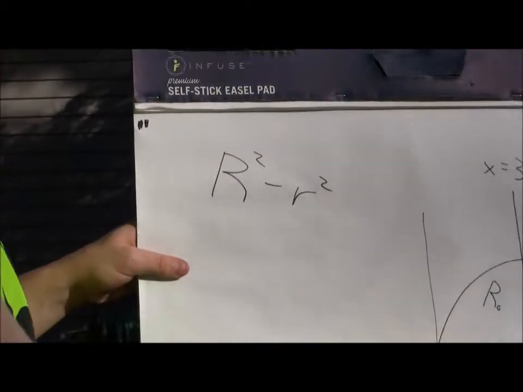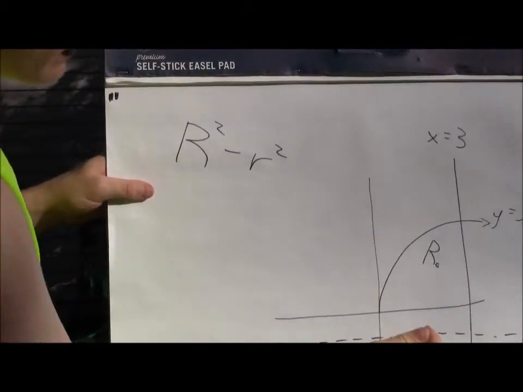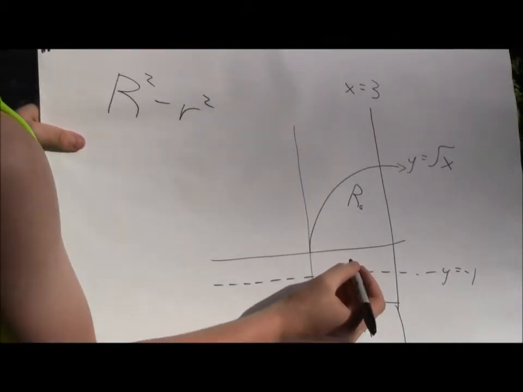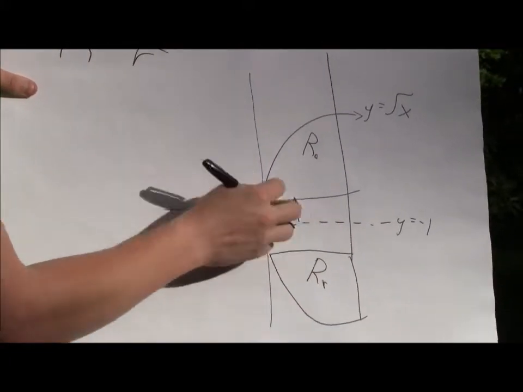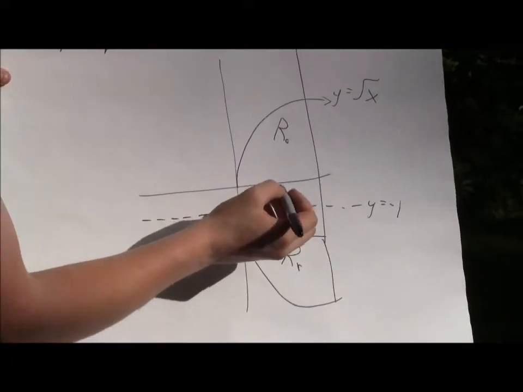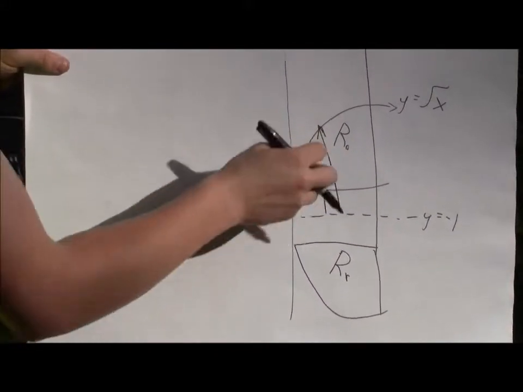And now before you start these problems, what you want to do is define each one. So in this case, let's draw it first. One of them goes from here to there. That is the r, that's a little r. And then the other one goes from here all the way up to there. And that's our big R.